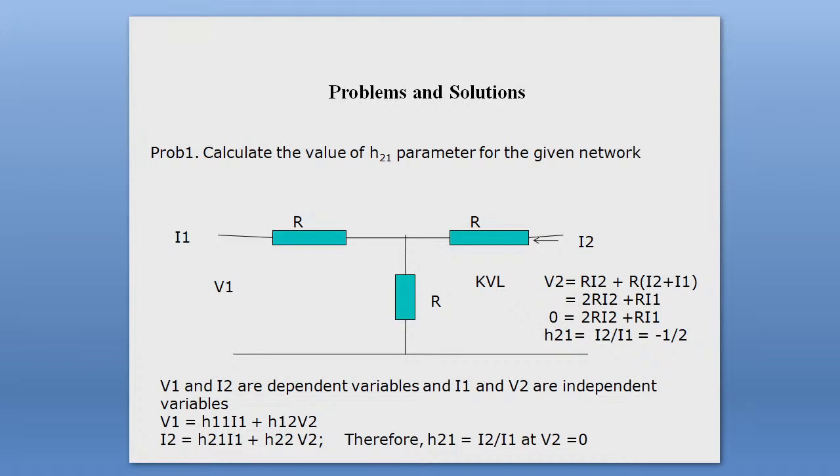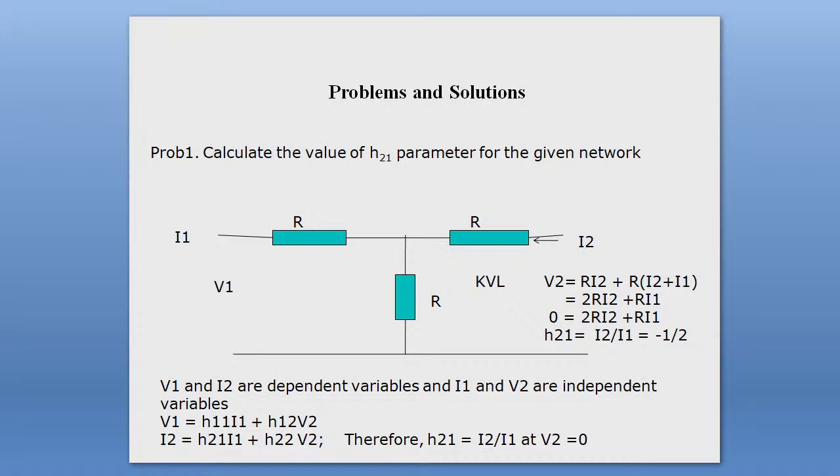So according to Kirchhoff's voltage law, we can write the supply voltage V2 at port 2 equal to the voltage drop across resistance R, which is R I2, plus the voltage drop across another resistance R, which is the product of R and the total current flowing through the middle resistance, which is I1 plus I2.